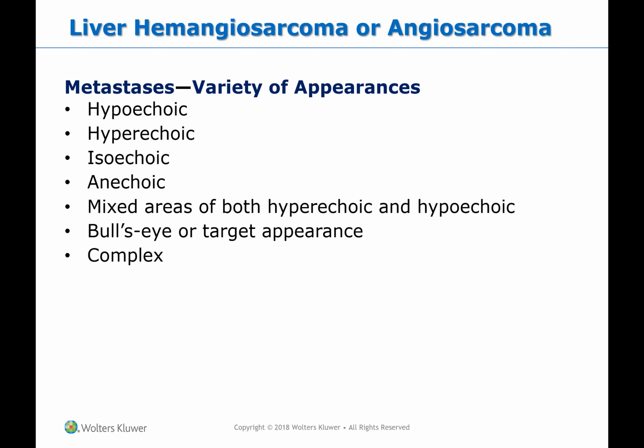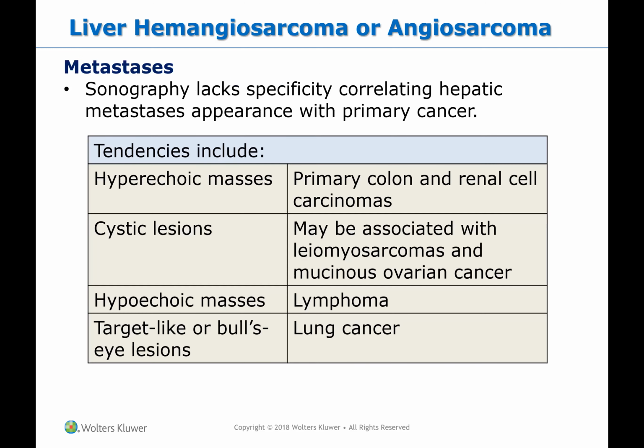There could be all sorts of different sonographic appearances: hypoechoic, hyperechoic, isoechoic, anechoic, both, bullseye or target appearance, or complex. But it's interesting that how it looks could be because of what kind of cancer it is. If it's more hyperechoic, it could be colon or renal cell carcinoma. If it's a cystic lesion, it could be more of a leiomyosarcoma or a mucinous ovarian cancer. If it's hypoechoic, it could be lymphoma, or target-like or bullseye lesions could be lung cancer. So it's kind of interesting there.